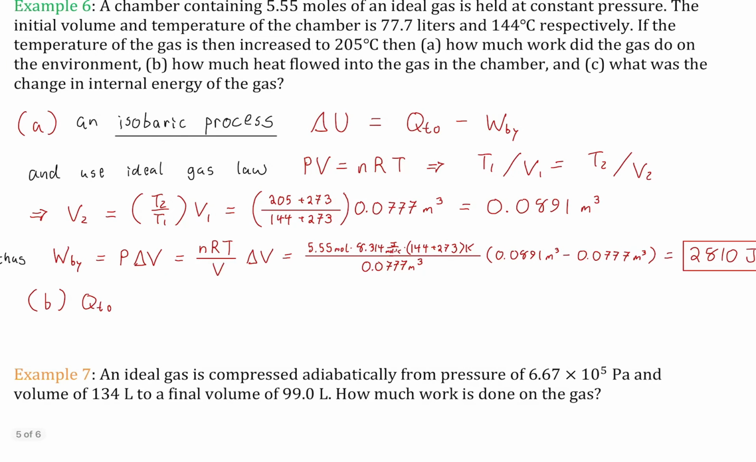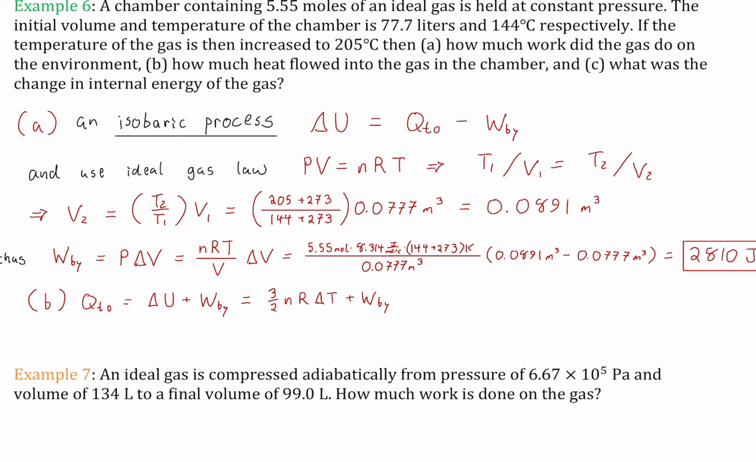In B, we're going to find the heat added to the gas. Well, that's just going to be the change in internal energy plus the work being done by the gas. We already know the work done by the gas, because we solved it as the area under the curve, which is a rectangle, so just pressure times delta V. And again, we found pressure with the ideal gas law, and we found T with the ideal gas law.